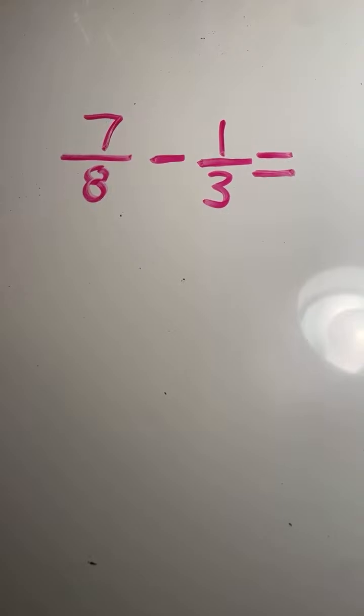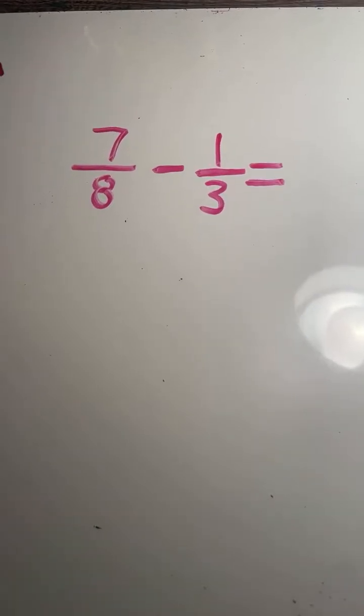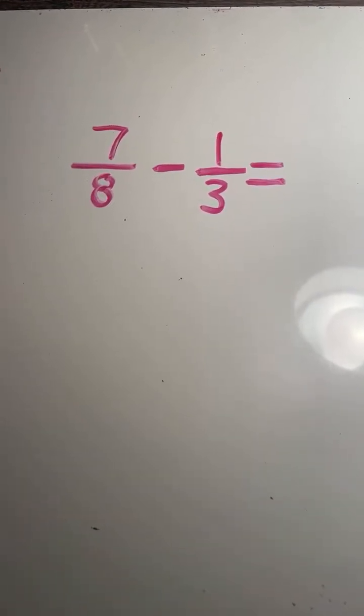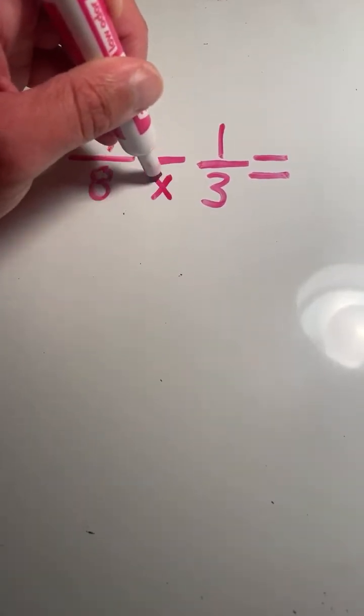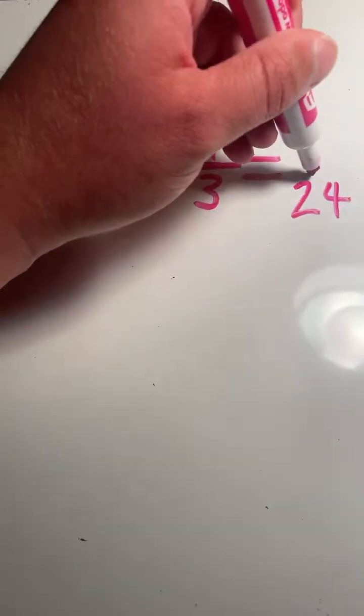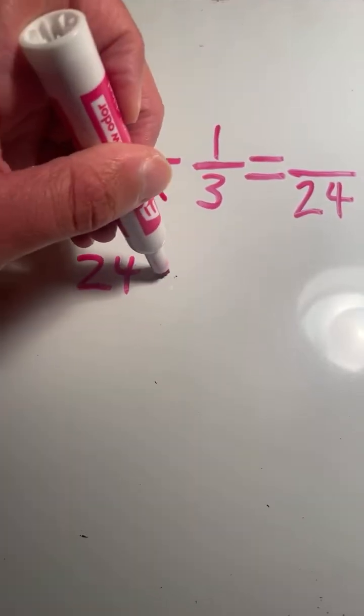Next example problem, we have 7/8 minus 1/3. Step 1, we've got to find a common denominator, and we do that by multiplying our two different denominators. So we're going to multiply 8 times 3. 8 times 3 equals 24. So again, for this next problem, 24 is our common denominator.